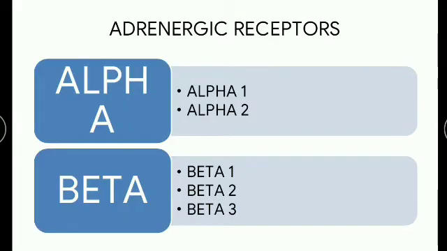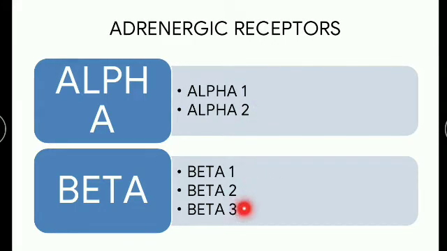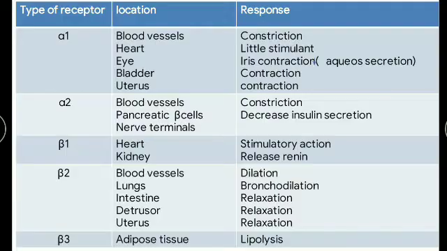Moving on to receptors, there are two types, alpha receptors and beta receptors. Alpha is classified into alpha 1 and alpha 2, and beta has three types, beta 1, beta 2, beta 3. Now let's see the type of receptor, its location, and what the response is when these receptors are activated.